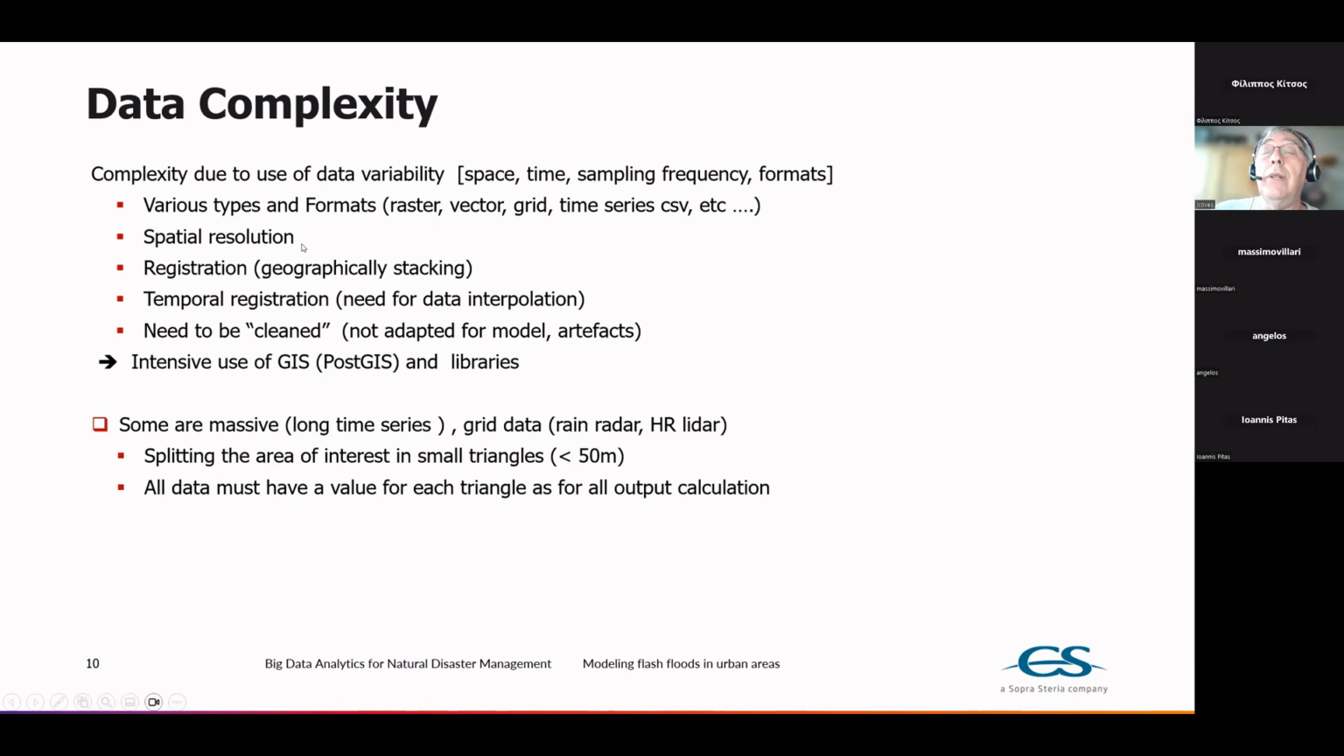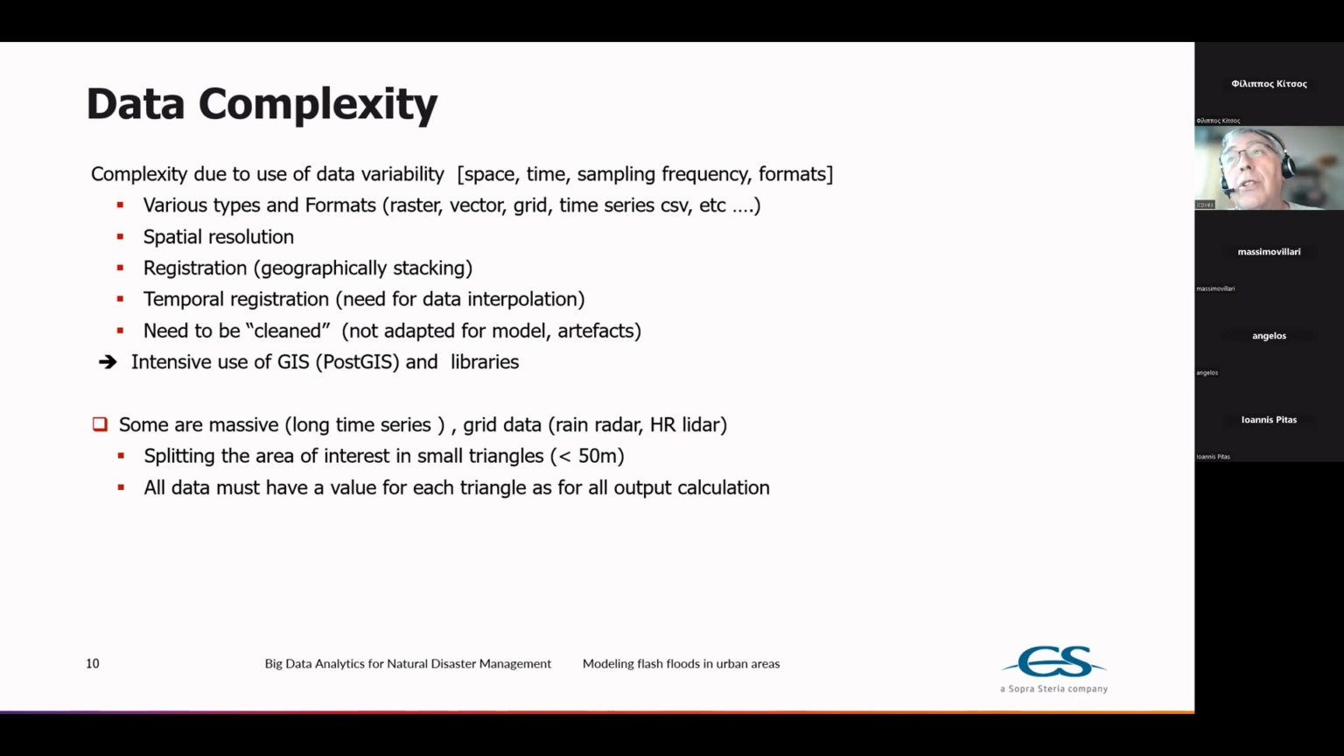Spatial resolution, for example: if you have a sensor like a rain gauge, you're measuring the amount of water at one point. When you have a rain radar, it's a grid. It gives you an amount of precipitation for one elementary surface, a grid. And then you have to mix this information, and register them geographically, so you can really stack all the different information and be sure that they are in the same place.